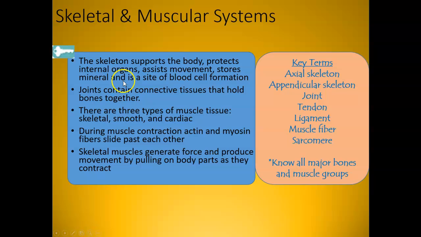Okay. So here we can see the skeleton supports the body, protects internal organs, assists movement, stores minerals like calcium, and is a site of red blood cell formation. Joints contain connective tissue to hold bones together. We have those 3 muscle types, and actin and myosin for the muscle model there. And the skeletal muscles generate force and produce movement and pulling. You can see on here axial skeleton, appendicular skeleton. You should know those bones, and you should know all those major muscle groups.